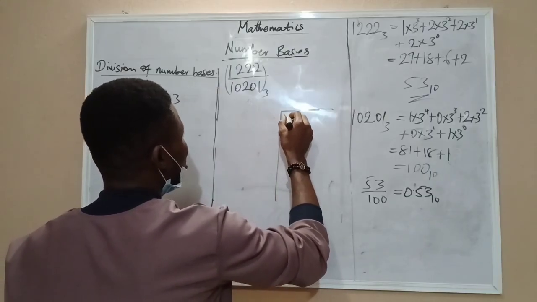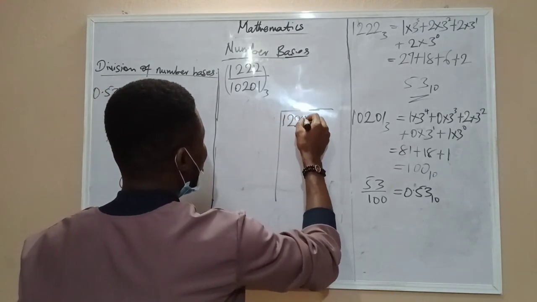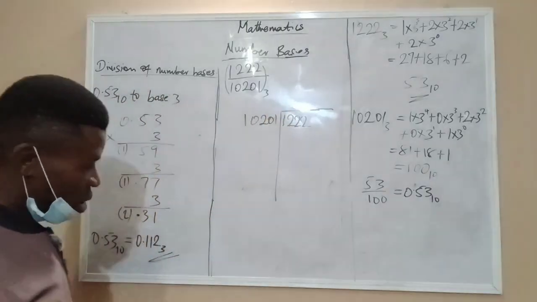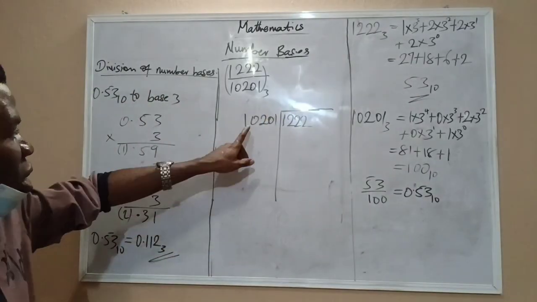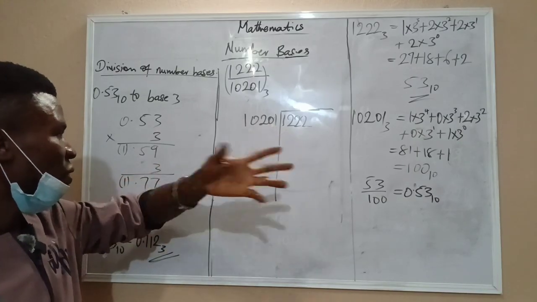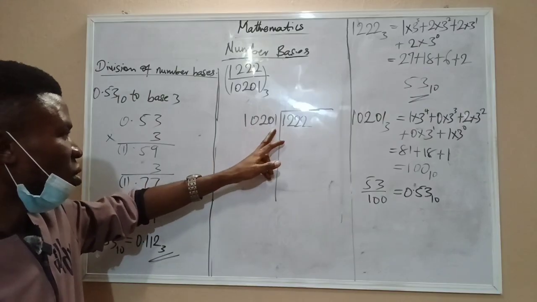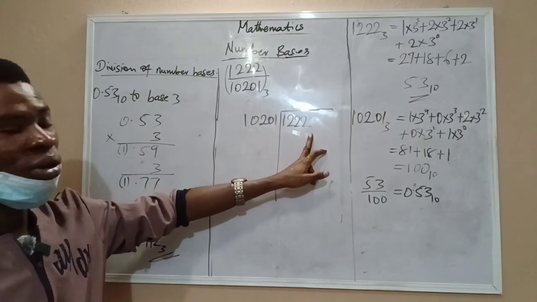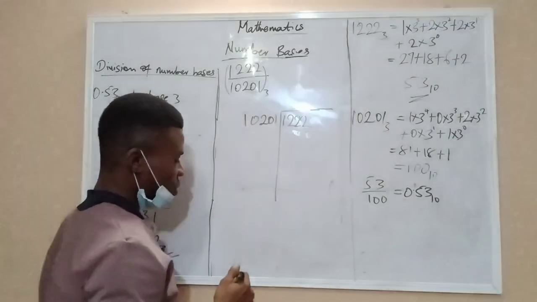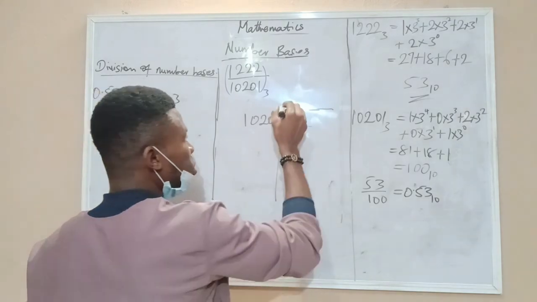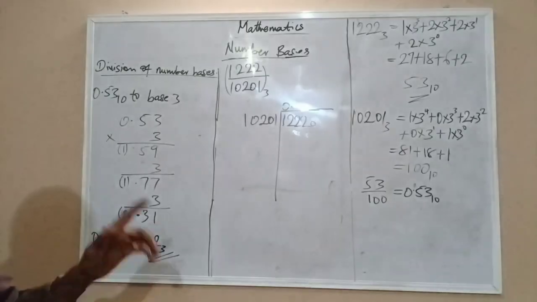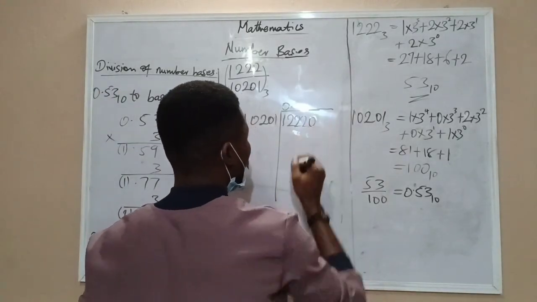The one that we are dividing should be inside, and the one dividing is outside. Right? Now, this is 10201 dividing 1222. If it is in normal base 10, this is 10,201, while this is 1,222. You see that this one is bigger than this one. So in normal long division, it won't go. So we put 0 here, 0 point, and then we add 0 to this one.